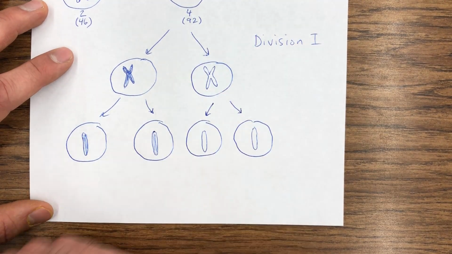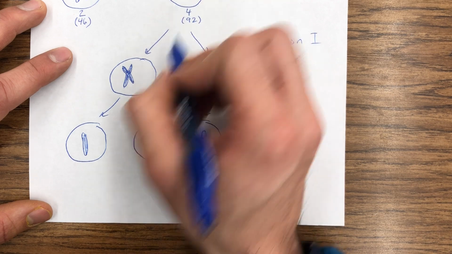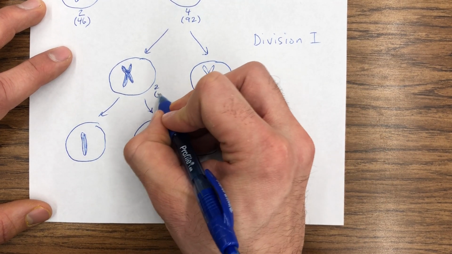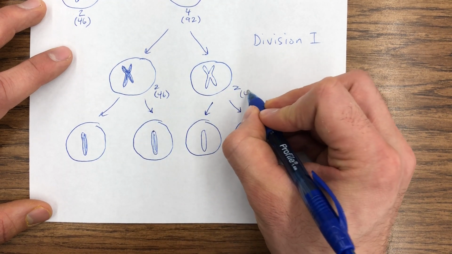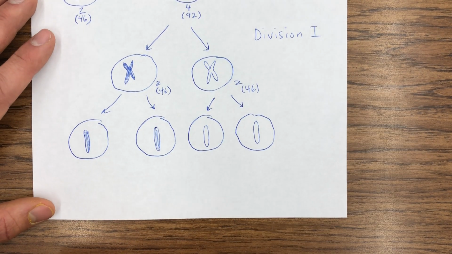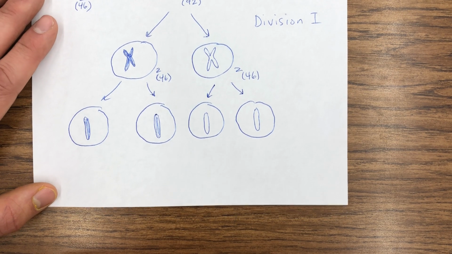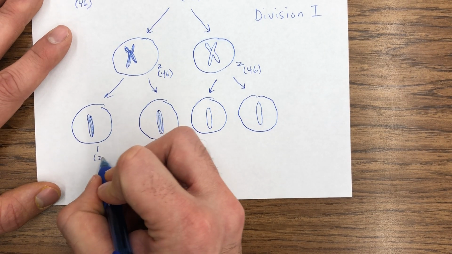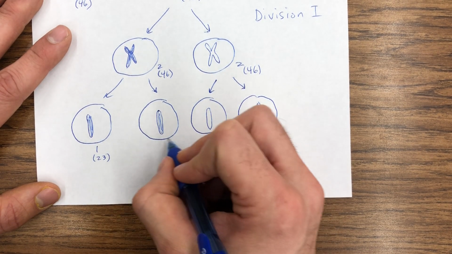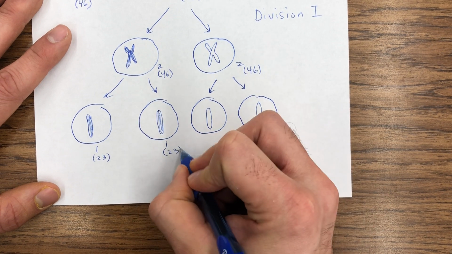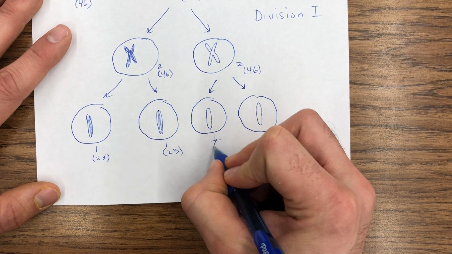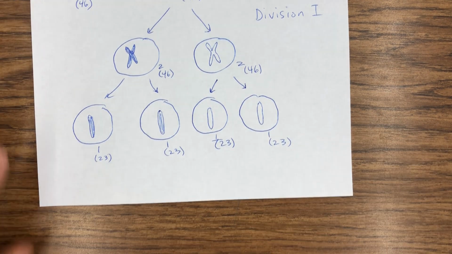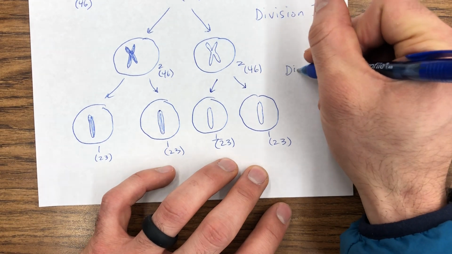So after this first separation, we are back to 2 chromosomes. This is 2, and this is 2. And 2 represents 46 in an actual human cell. Same thing over here. And then now, this is where we get the actual gametes. They separate again, and so this is going to have 1, which is represented in a real cell by 23. 1, 23. 1, 23. 1, 23. Okay, so this was division 2.